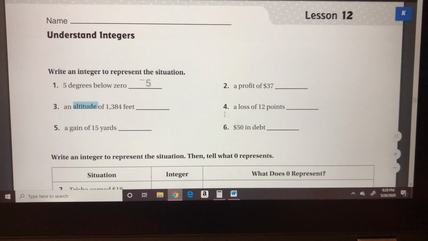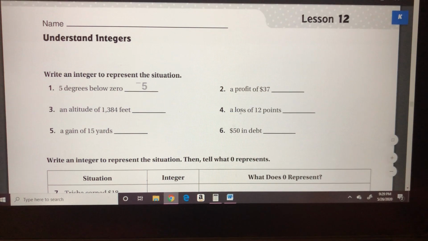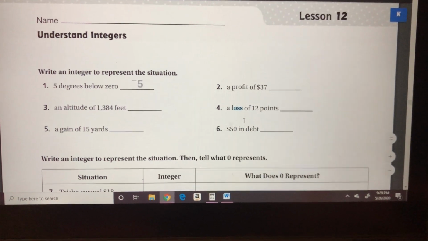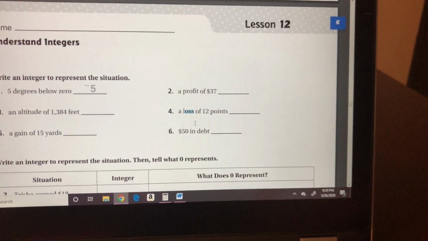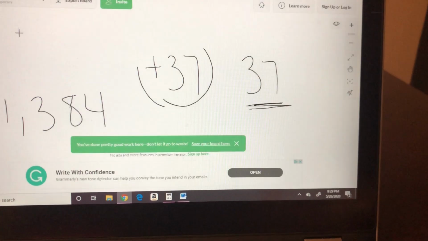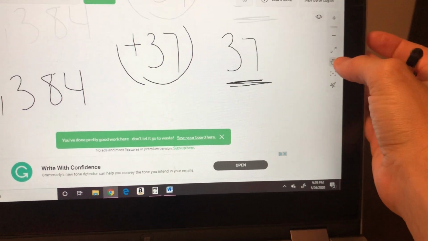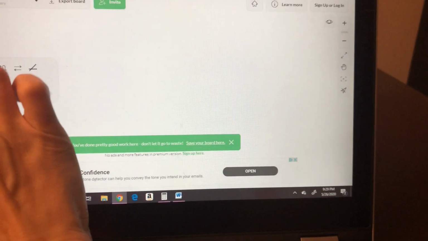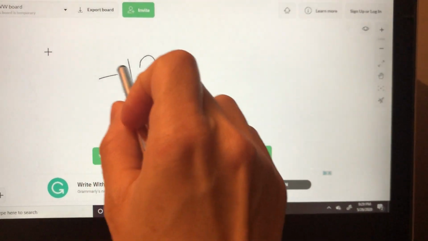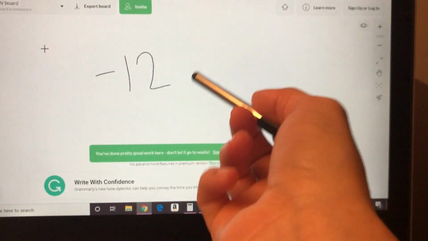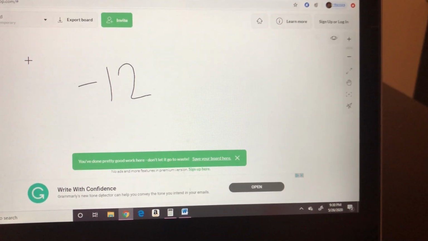Okay, for number 4, a loss of 12 points. The key word in this scenario is the word loss. Okay, if you lose something, it's not in your favor. So in this case, it would be a negative number. So we would write it as -12. So -12. Remember to show the negative symbol in front of the integer, okay, or the number. Otherwise, if you just put 12, then it's going to look like a positive number and your answer would be wrong, okay?